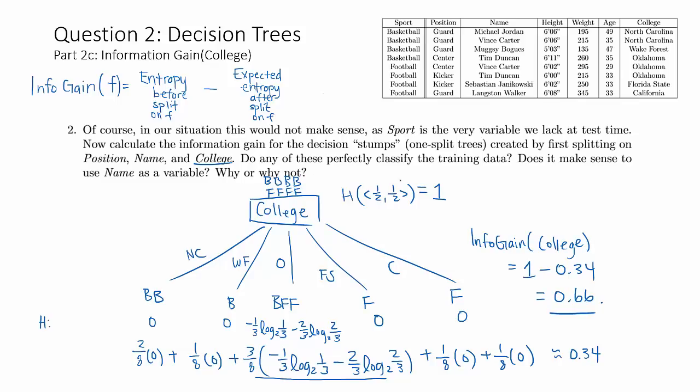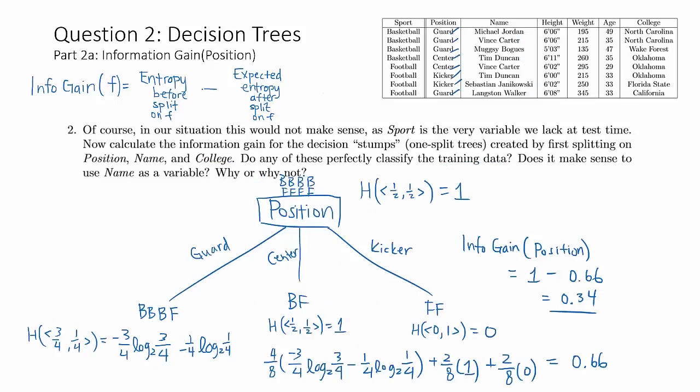Alright, so this part still has a few remaining questions. Do any of the decision stumps that we just computed perfectly classify the training data? Well, here the answer is no. And for the decision stumps for position, name, and college, let's go back to them. Each one of these groups has at least 1 branch where there's at least one basketball sample and 1 football sample. So in these branches, we didn't fully classify the training data because there's some ambiguity here.